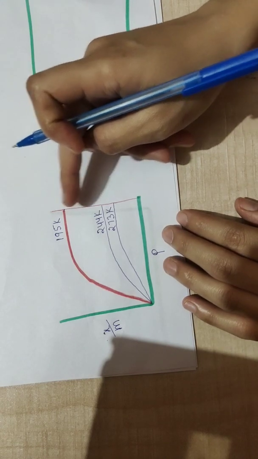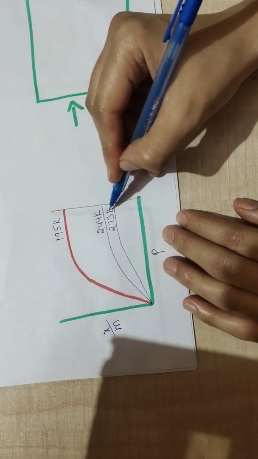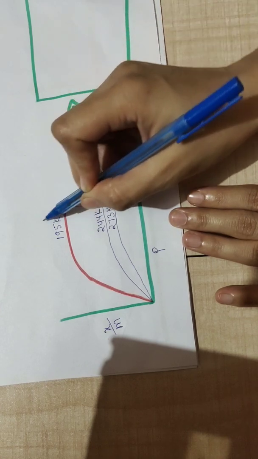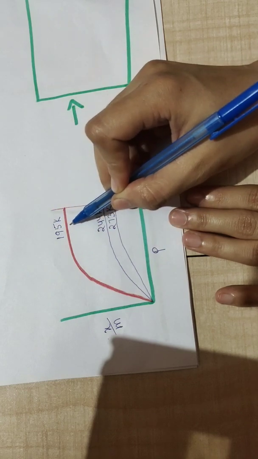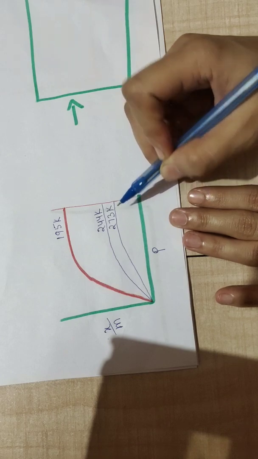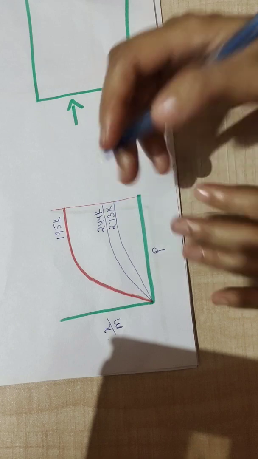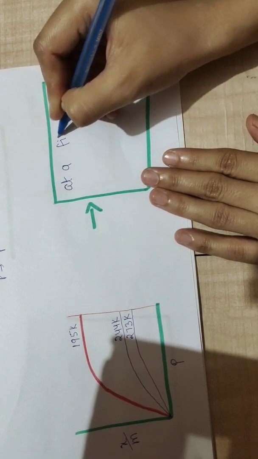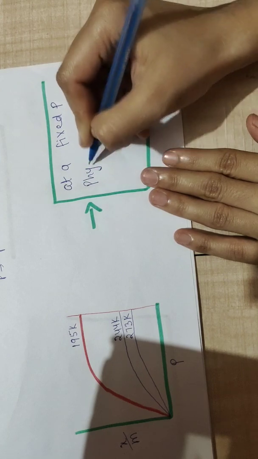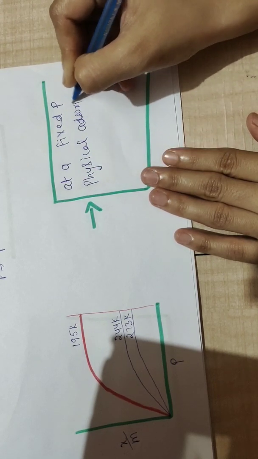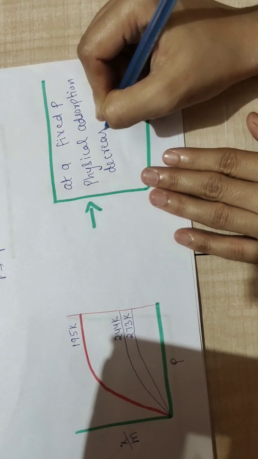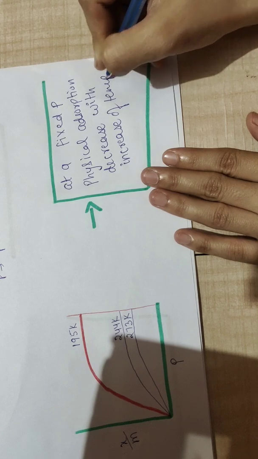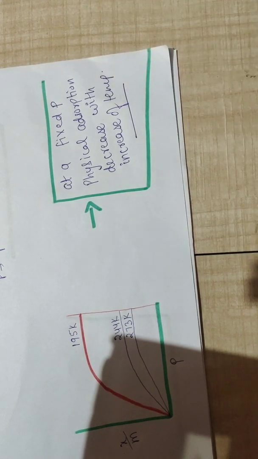So we can see that as the temperature is increasing, the curves are going in a lower direction. See, this is 195, which is the lowest temperature among three. You can see at lower temperature the curve is at that much height, and at 273 Kelvin, which is the highest among three, it is at a lower height. So by seeing this graph we can say that at a fixed pressure the physical adsorption decreases with increase of temperature. So this we can say with the help of a graph.